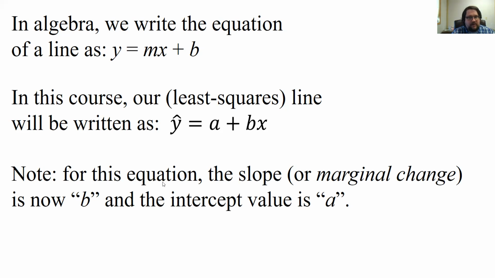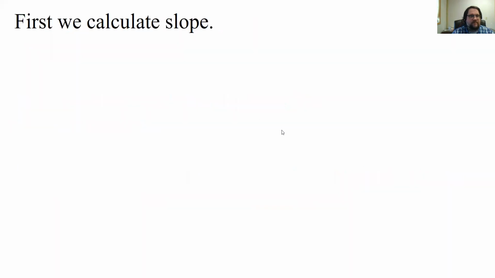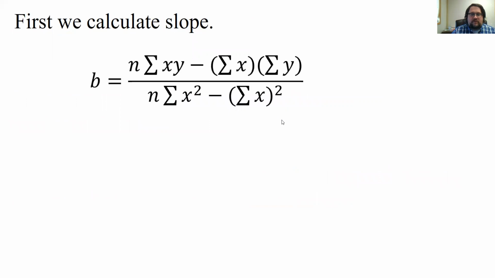Now, again, a big thing to keep in mind, this b isn't the same b as in y equals mx plus b. That is now a. So what was b is now a, and what was m is now b. So just be aware that the b here in our least squares corresponds to the m in algebra class, the slope. So don't confuse those two. All right, first we're going to calculate the slope, and this is the formula we're going to use to calculate the slope.